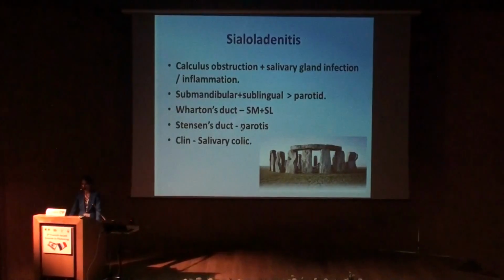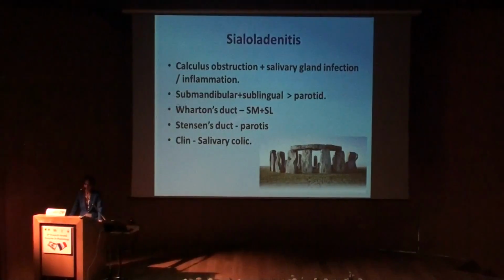The last topic, and we get to the Stone Age, is sialadenitis, which is calculus obstruction of the salivary gland with subsequent salivary gland infection and inflammation. Now, the submandibular and sublingual glands are much more affected by sialadenitis compared to the parotid. This has to do with the ascending course of the submandibular duct and more mucinous and basic secretions in those glands that promote calculus formation.